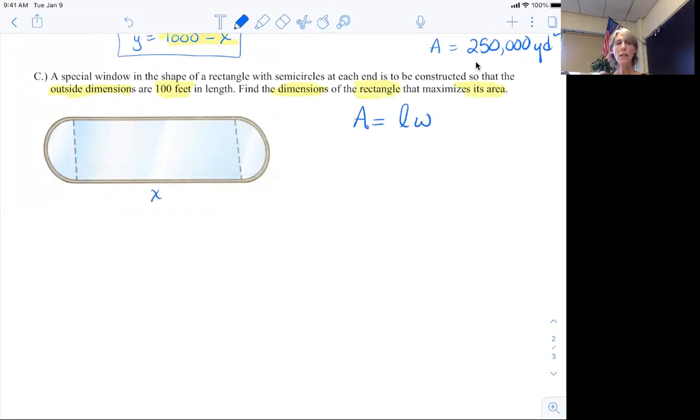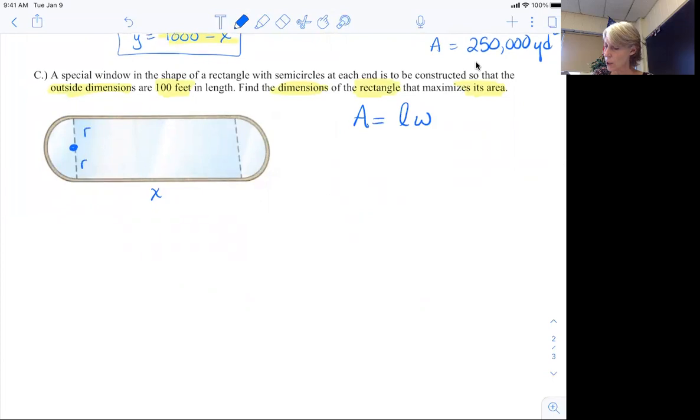That's going to be the length of my rectangle. And if we look at this shape here, this is actually a circle if we were to put them together. So my width, instead of using Y, I'm going to use 2R. My width is going to be 2R. So when I go back into my problem, my length is X and my Y is 2R.